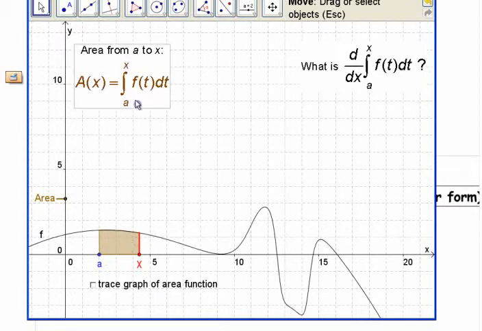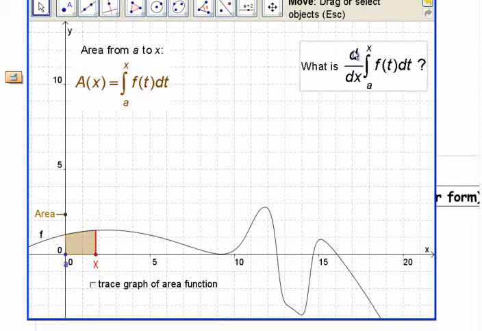X is the variable. T is just a dummy variable. It could be a U or whatever you want here. Something else, W, whatever. It starts at a and it ends at x here. The area underneath the curve. The value of this function is this area here, right? The area is increasing. It stops increasing. It keeps increasing, and then starts to decrease. The value of the rate that it's changing is this height here. Okay? The rate that it's changing is this height.